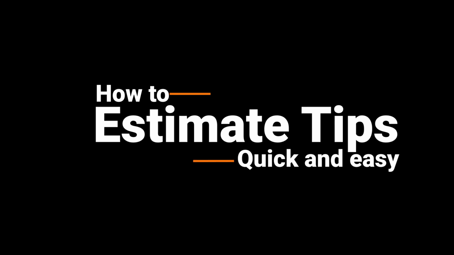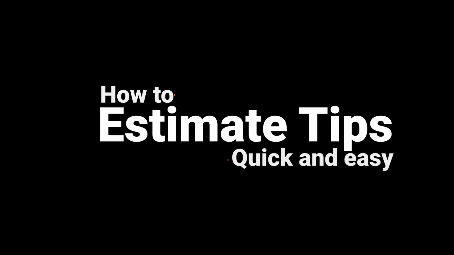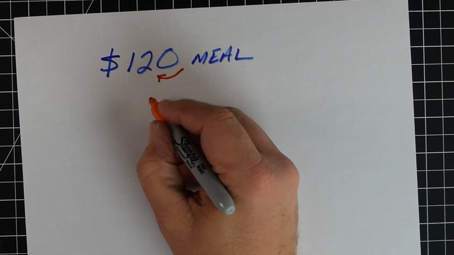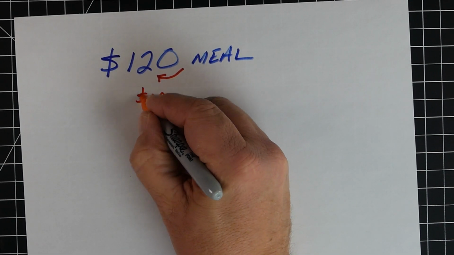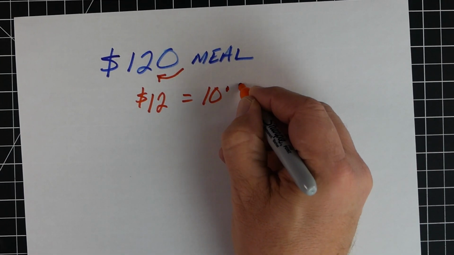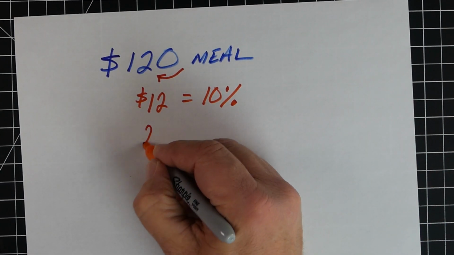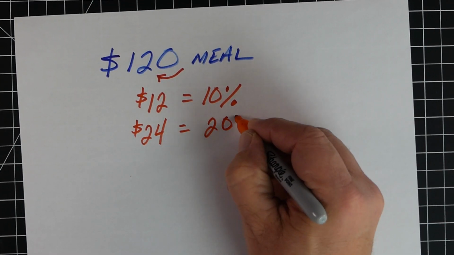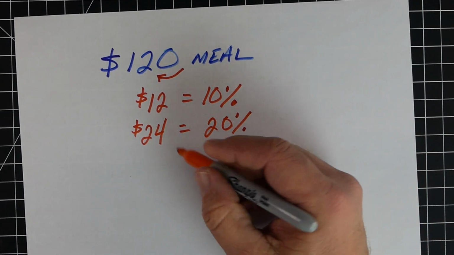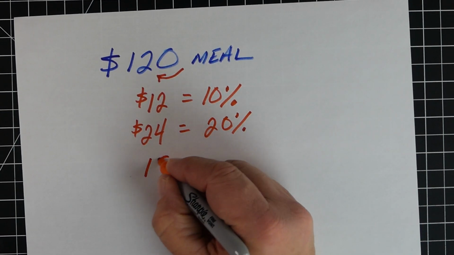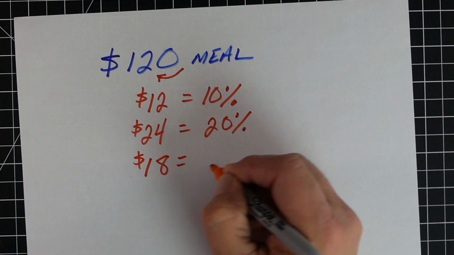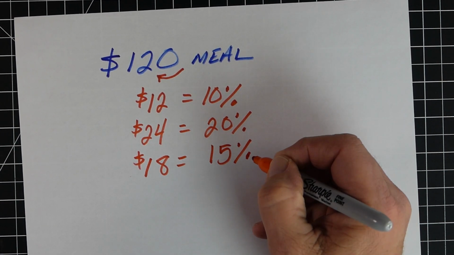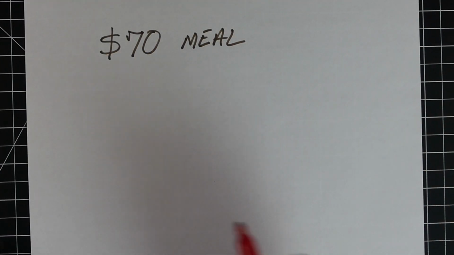All right, let's look at a couple ways that we can estimate a tip. So let's say you have a $120 meal and you want to find out what is 10% of it. Just by moving the decimal one time to the left, you'll find out what is 10% of 120. In this case, it would be 12. So $12 would be a 10% tip. If we double that amount to $24, that would give us a 20% tip. And let's say you want something in between. Find out what is half of 12, which would be 6, add it to the 12, and that'll give you $18. So $18 would be a 15% tip in this example.